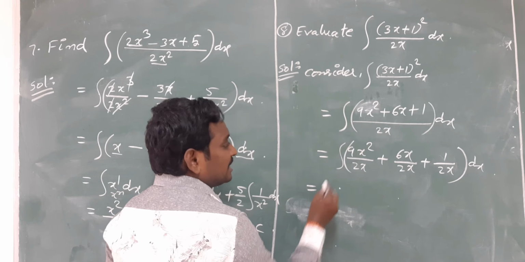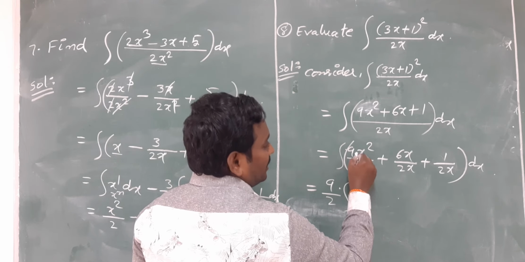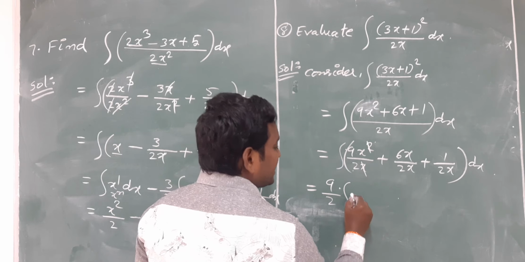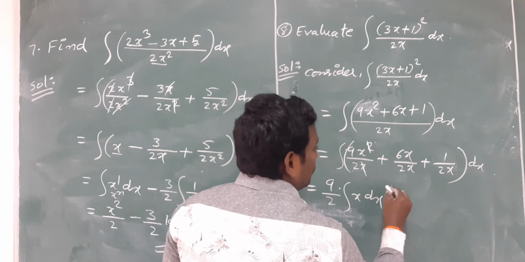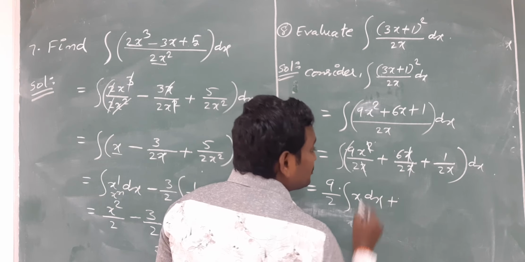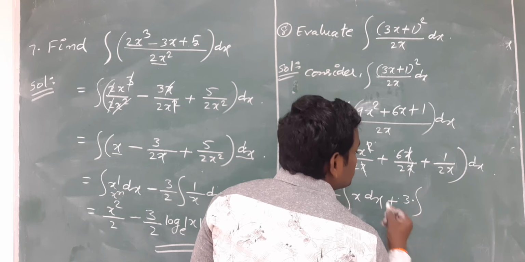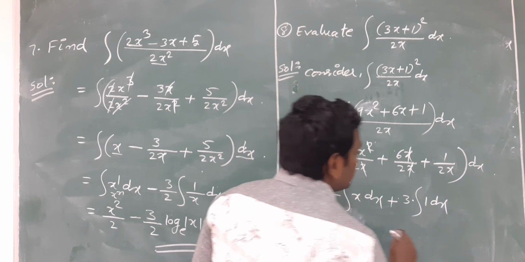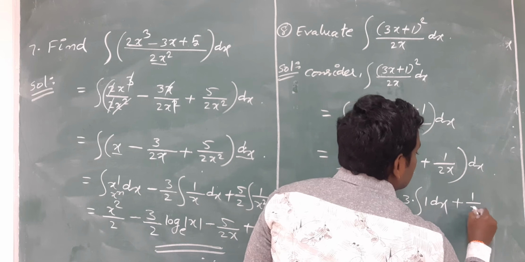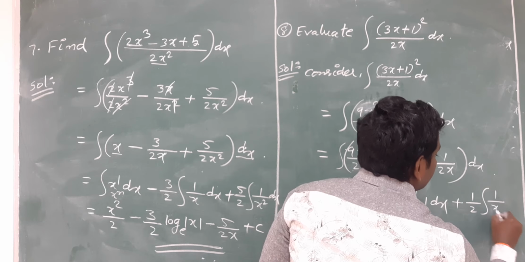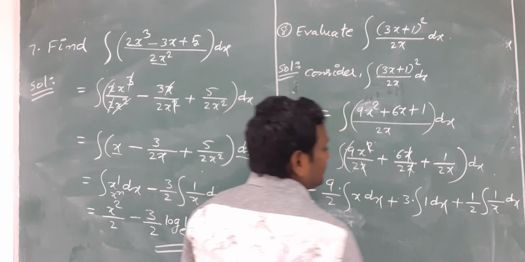We observe that 9 by 2 is the constant term, take it outside the integration, and x square by x, the x gets cancelled, simply you have x dx. Plus 6 by 2 is nothing but 3, the constant term, so inside we have integral 1 dx. Plus 1 by 2 is the constant term, take it outside the integration, and the remaining part is only 1 by x dx.